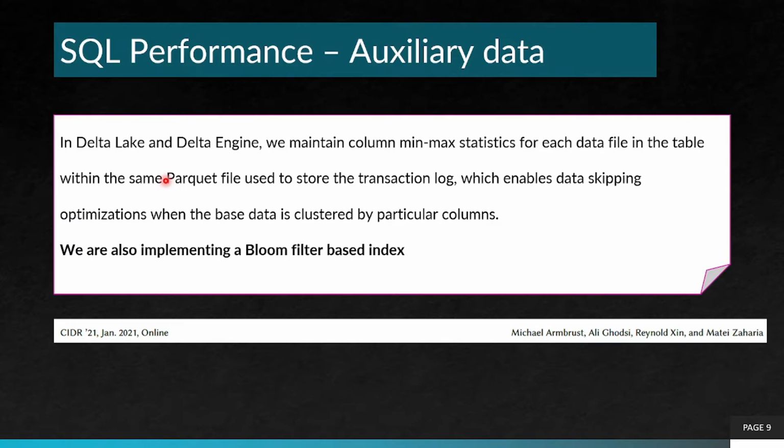Moreover, there was auxiliary data in which the column statistics for each data file in the table were stored within the same Parquet file as the transaction log, which enables data skipping optimizations when the base data is clustered by particular columns. We are also implementing a Bloom filter based index. This is from the CIDR January 2021 online paper by Armbrust, Ghodsi, Xin, and Zaharia. But I have seen that Databricks has implemented the Bloom filter.